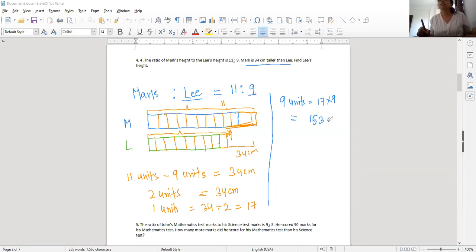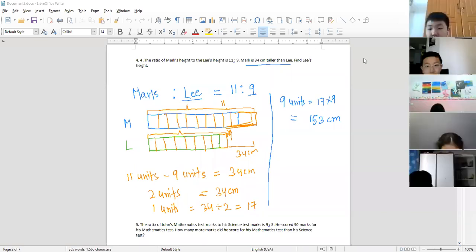153 centimeter. Don't forget to write down the unit, okay? It's centimeter, meter, what? So Lee's height is 153 centimeter. All of you understand? Anyone who doesn't understand? All of you understand?